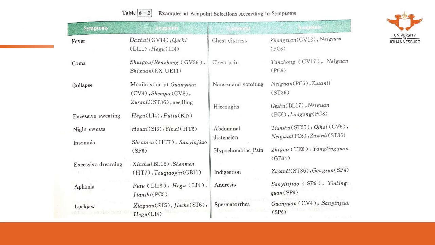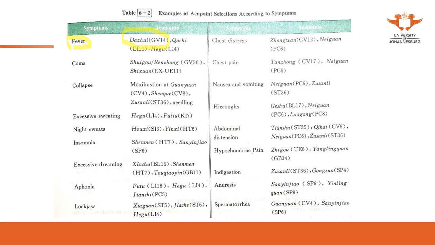According to symptoms, specific points have specific functions. For fever, we can use GV14, Da Zhui. We have explained that Da Zhui is used because that's where the yang meridians meet. So for fever, we can use Da Zhui. We're going to use the three-edged needle to prick to cause bleeding.